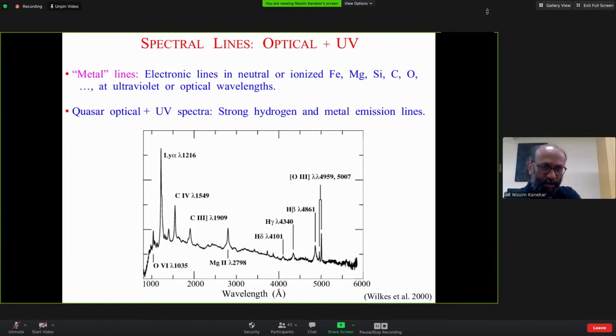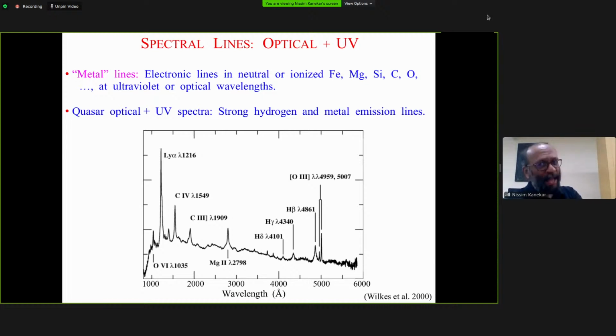And atomic species, for example, iron, magnesium, silicon, carbon, oxygen, chromium, zinc, sulfur, all of these species produce absorption or emission at the ultraviolet or optical wavelengths. And this plot at the bottom shows you an average quasar spectrum, where what Wilkes and company did was that they basically just averaged over 1,000 quasars in the Large Bright Quasar Survey, just to take a look at what the average quasar spectrum is like.